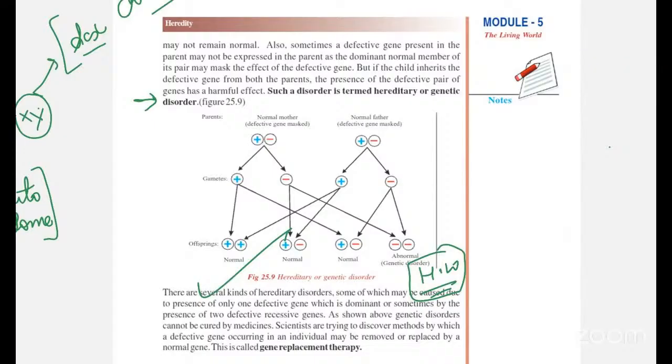Yeah, so you can check that the plus ones, which are normal, have the dominant character, and the negative one is the recessive character. So the abnormal or genetic disorder can only be seen when both are negative, negative. Then only the child is abnormal. Otherwise, if a child has positive negative, it will show normal behavior. Everyone got it? Abnormality can only be seen when both recessive characters are present.